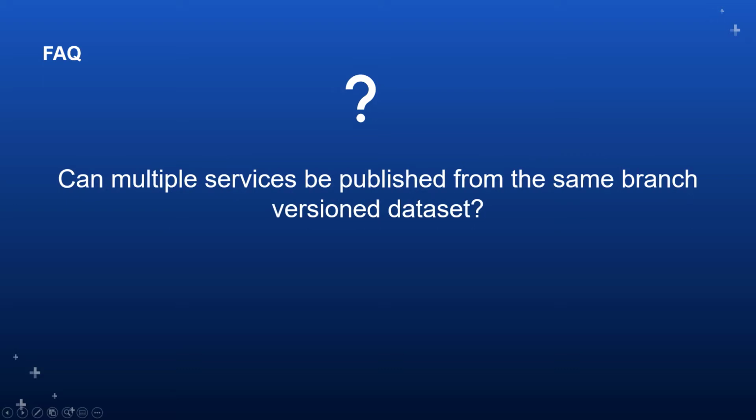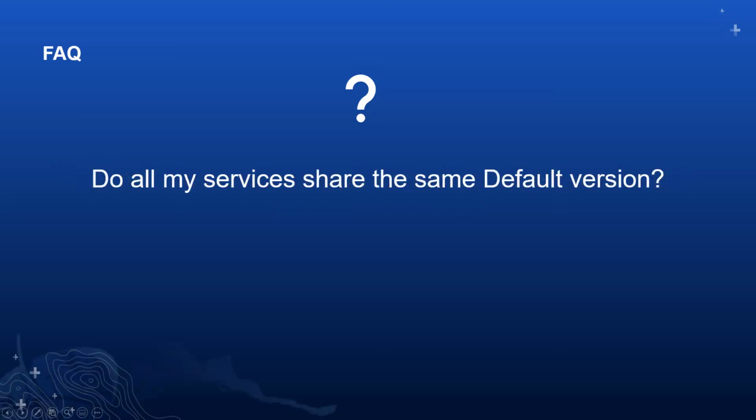So Justin, is it possible to publish multiple services off the same branch versioned dataset? Yes, so this is another great question. You can publish multiple services from the same branch version dataset, as long as each service is uniquely named. With that being said, remember that in this scenario, versions created in each service are independent of one another. So here's a question in the same vein. Do all services published from a data source share the same default? Yes, all services published for a data store share the same default version.